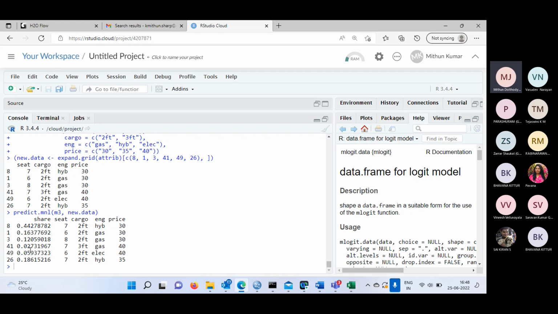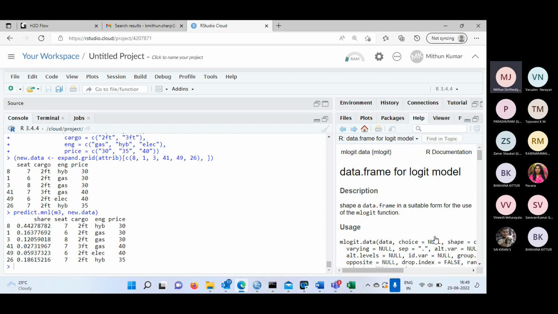Lowest, if you see here, 0.2, barely 2%. So you don't need to spend too much time on this 7-seater, 3 feet cargo, gas engine type priced at 40. Because the price is on the higher side, not many people, a very niche audience might buy it. So you can see smaller numbers when the price is high, 40 and 40, naturally it is pulling down your market share. That is the kind of impact it is having. So this is how you can calculate the market share and such things, guys.